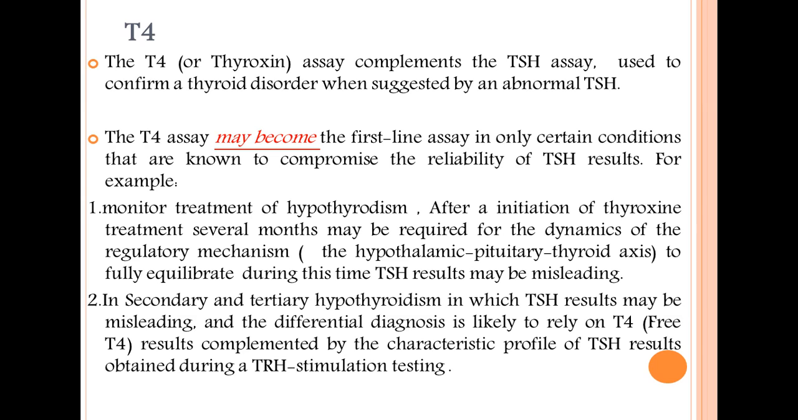In this case, when you have secondary and tertiary hypothyroidism, the defect is not in the thyroid gland itself. The defect is either in the pituitary gland, any defect that destroys the TSH-releasing cells from the pituitary gland, or the TRH-releasing cells from the hypothalamus. It may be because of loss of the stimulation.